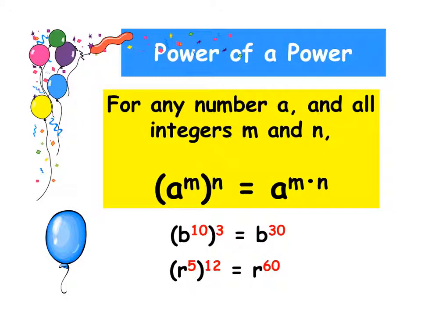These examples suggest that you can find the power of a power by multiplying the exponents, which leads us to the power of a power rule. So if you have a base and you have an exponent and that quantity is raised to a power, all you do is multiply your exponents. So b to the 10th to the 3rd power, 10 times 3 is 30, so it's b to the 30th power. R to the 5th to the 12th, I multiply those two. Rewrite my base, multiply my exponents, r to the 60th.